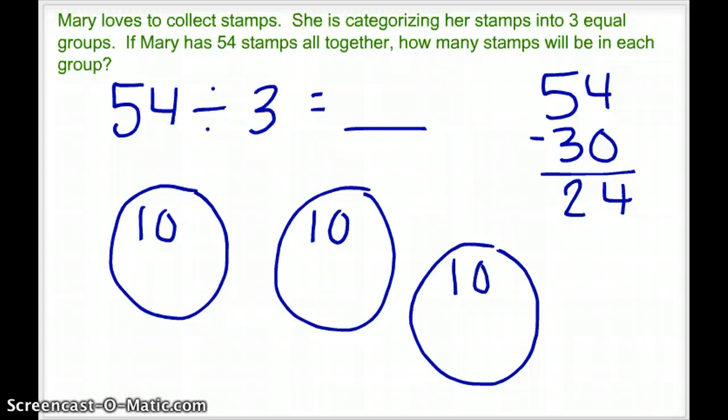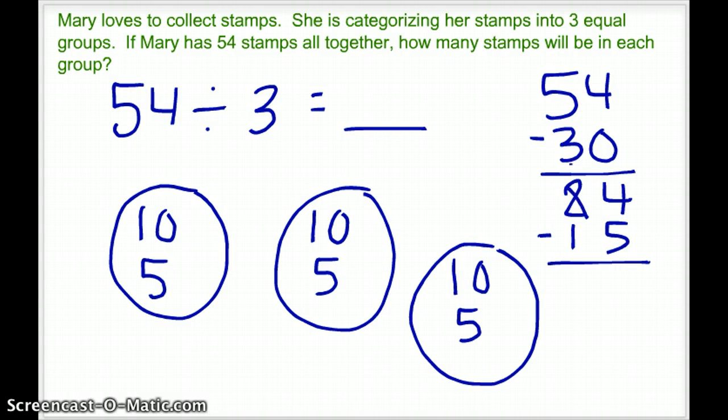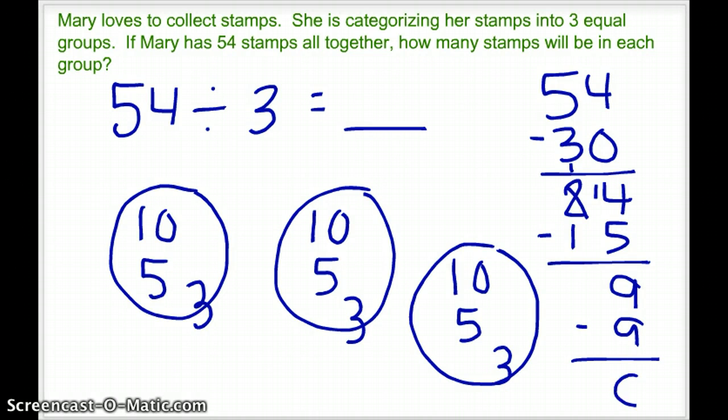I can now pass out 5 more to each group. 5, 10, 15. That means 15 more stamps have been taken. I'm going to use the algorithm. And now I have 9 stamps left to give to 3 groups. I know that 3 times 3 is 9. So 3, 6, 9. I've given away all of the stamps into each of the groups.